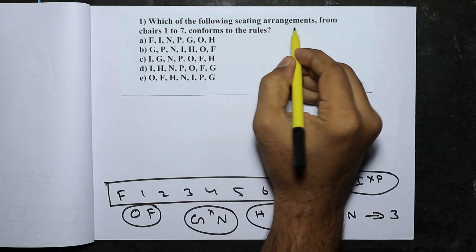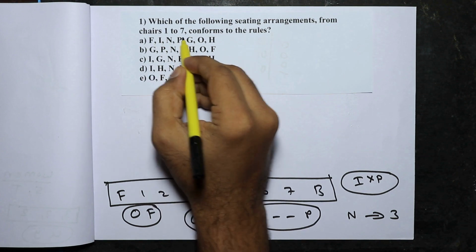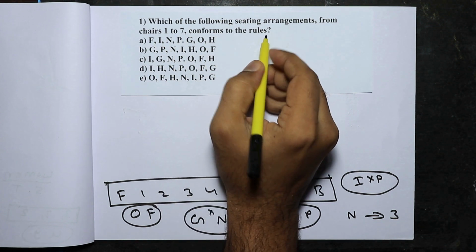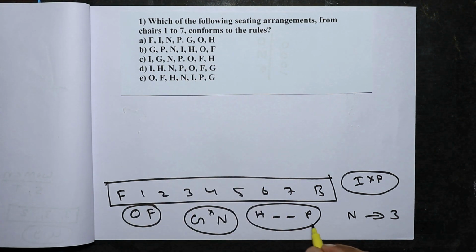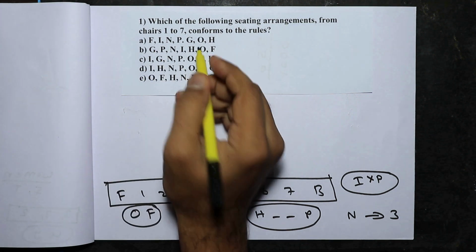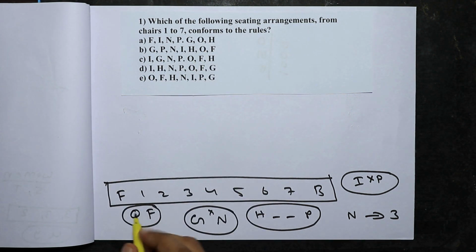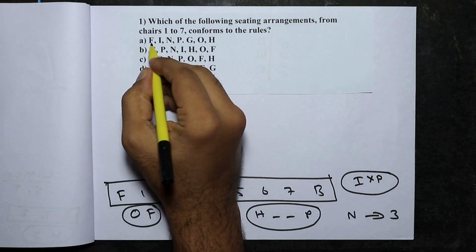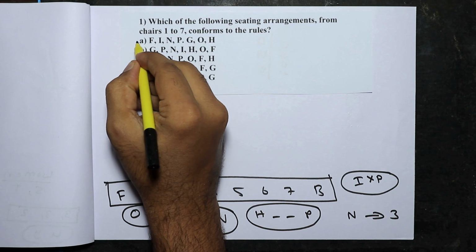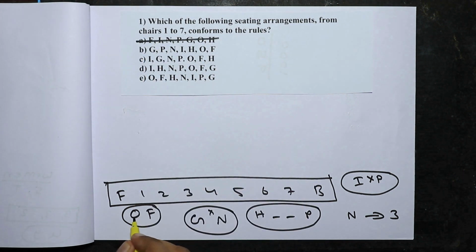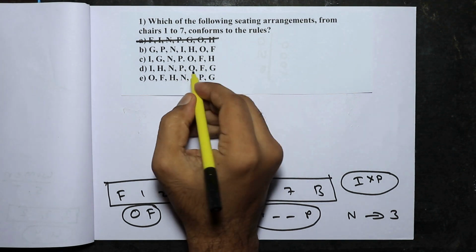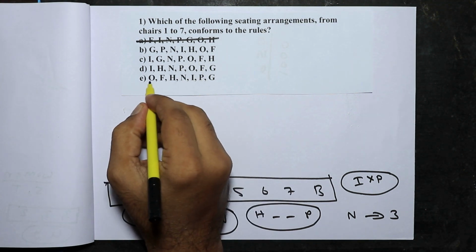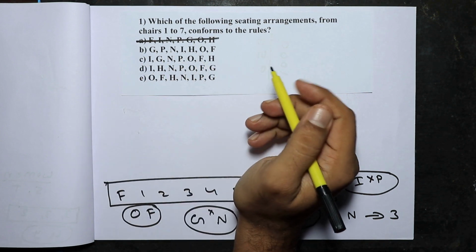Which of the following seating arrangements from chairs 1 to 7 conform to the rules? So we'll eliminate all the options which violate the rules. We'll look at the rules one by one and we'll eliminate all the options which violate these rules. Now first rule is that O and F should be adjacent. So here O and F are not adjacent, so this is wrong. It should be O and F in this order. Here it is O and F, so it is okay. OF, OF, here OF. So only option A can be eliminated.